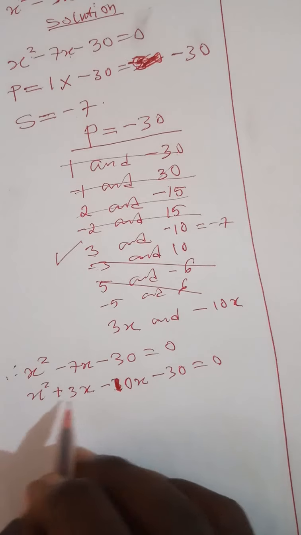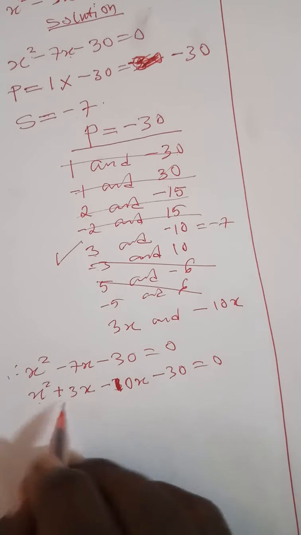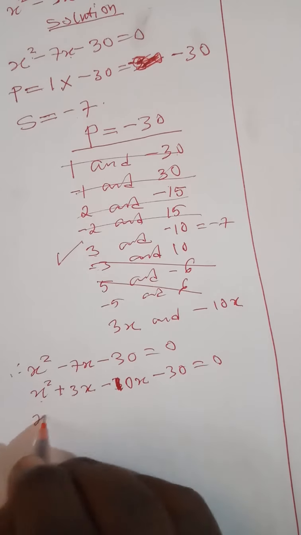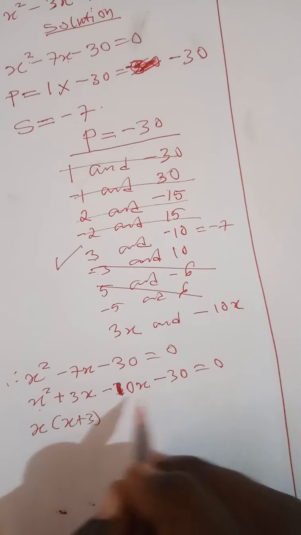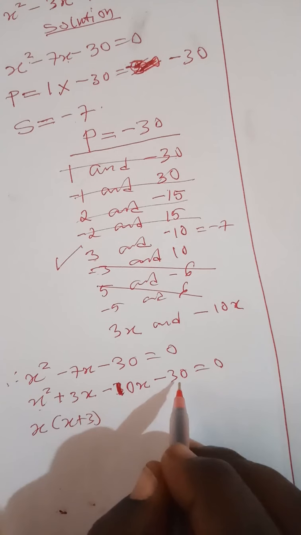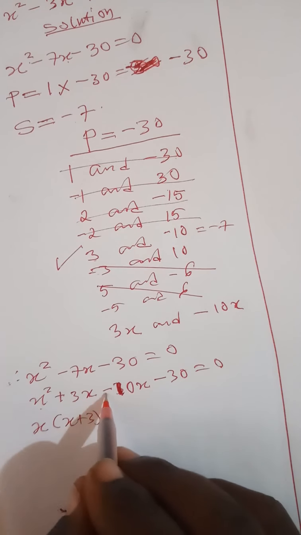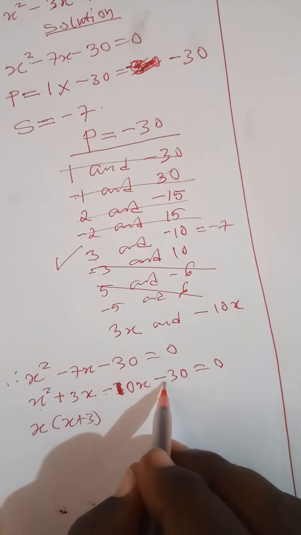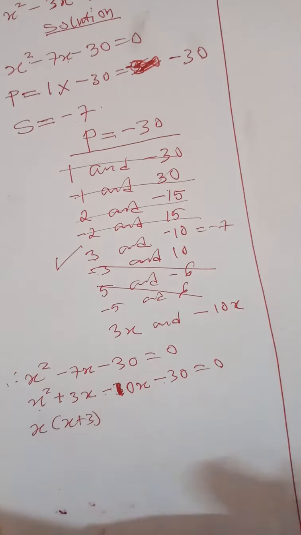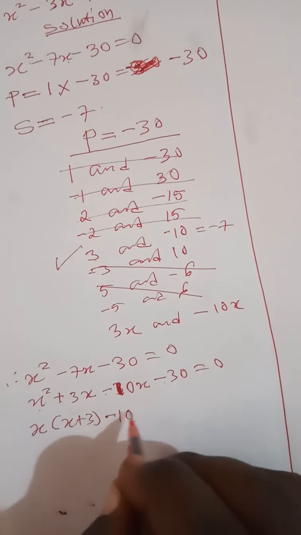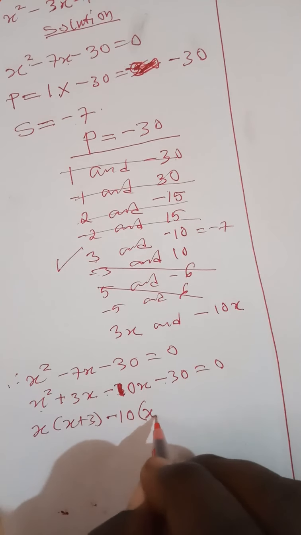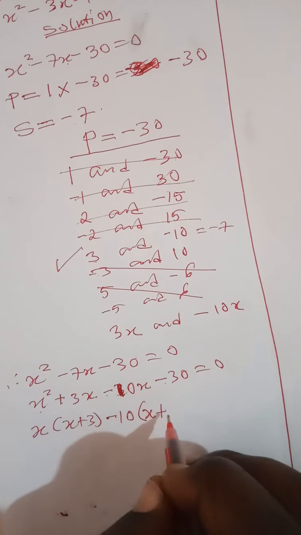The next thing is to factor out x from here. x is the HCF. I take it out: x in brackets x plus 3. Then I take minus 10 out. And remember, once there is a negative here, the sign here is going to change, okay? Because you are factoring out a negative actually. So you're going to have minus 10 in brackets, x plus, because 10 will go in 30, how many times? 3.